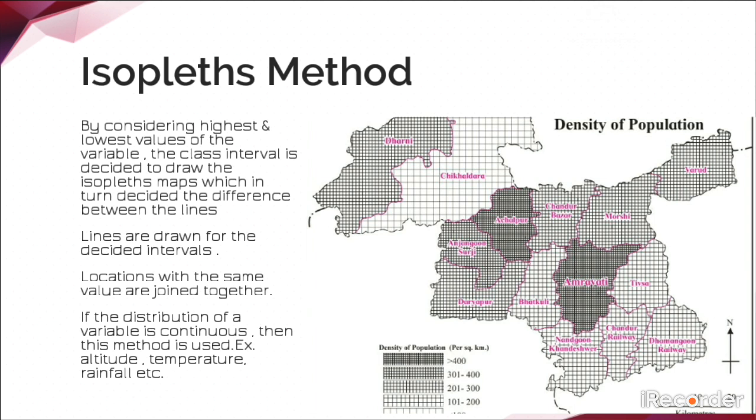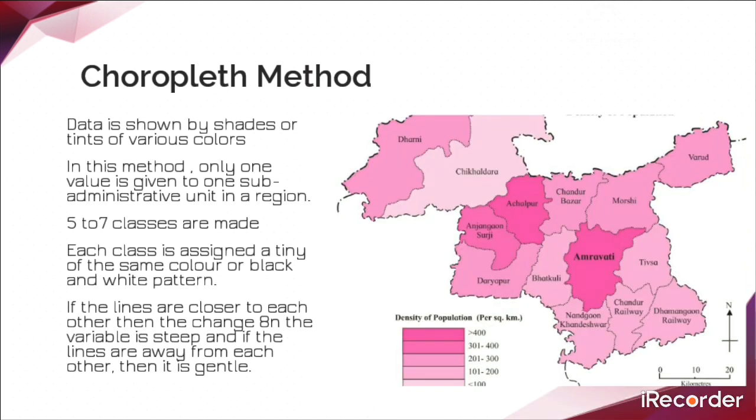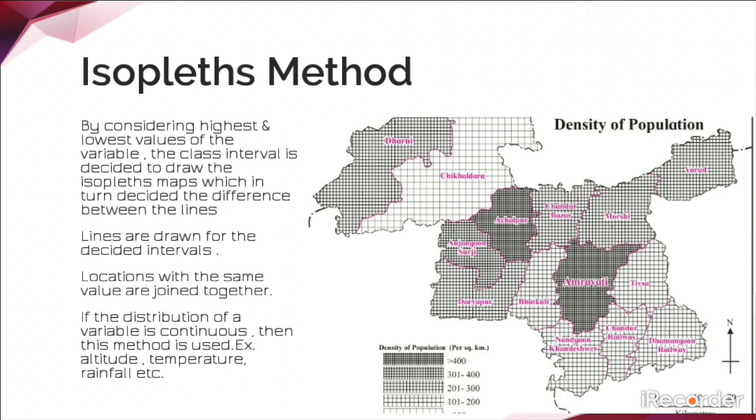In this method, the highest and the lowest values of the given variable are taken into consideration, and accordingly the class intervals are decided, and then isolines are drawn for the decided intervals. Isolines can be drawn in that way. The isopleth maps give us an idea of a natural trend of the distribution of a given variable.